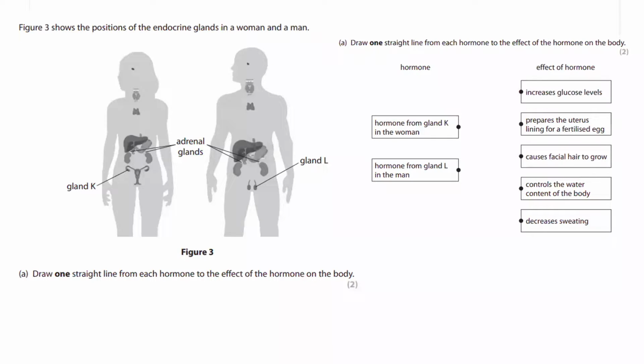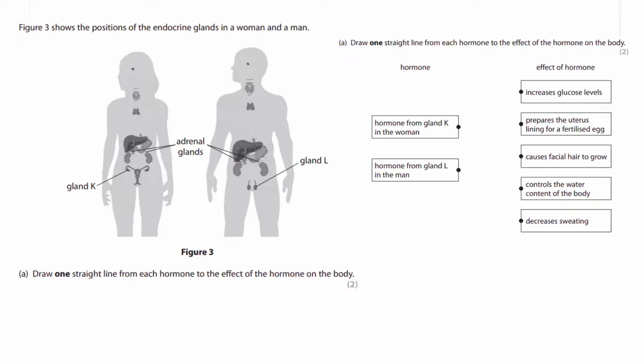Okay, so we'll start off. Homeostasis is about a constant internal environment, and it covers quite a wide range of things. These are all questions from real exams I've taken. Figure 3 shows the positions of the endocrine glands in a man and a woman. Draw one straight line from each hormone to the effect of the hormone on the body.